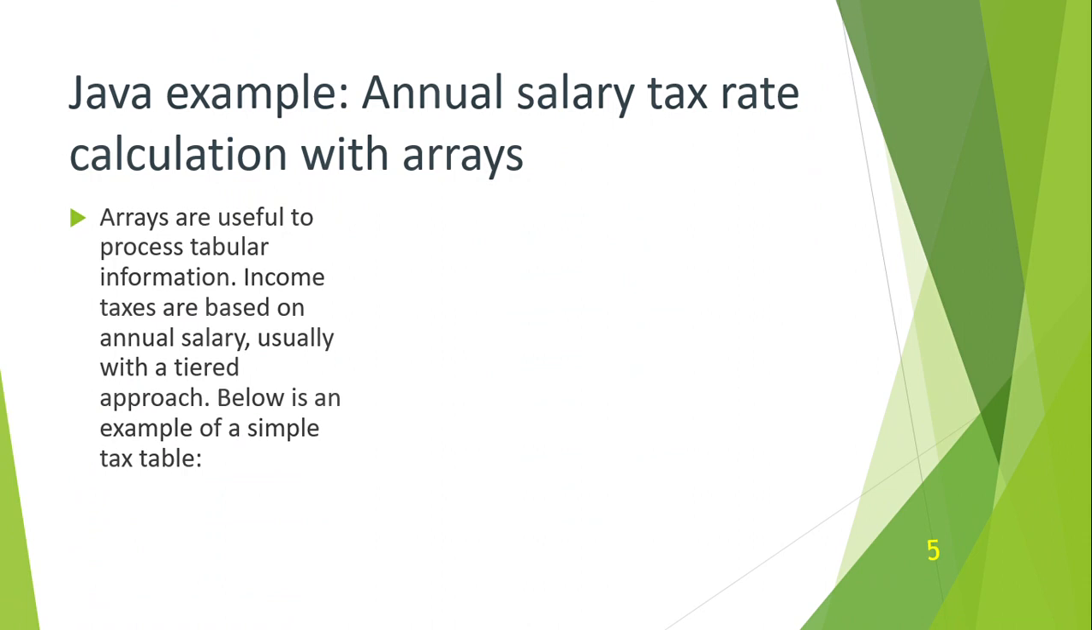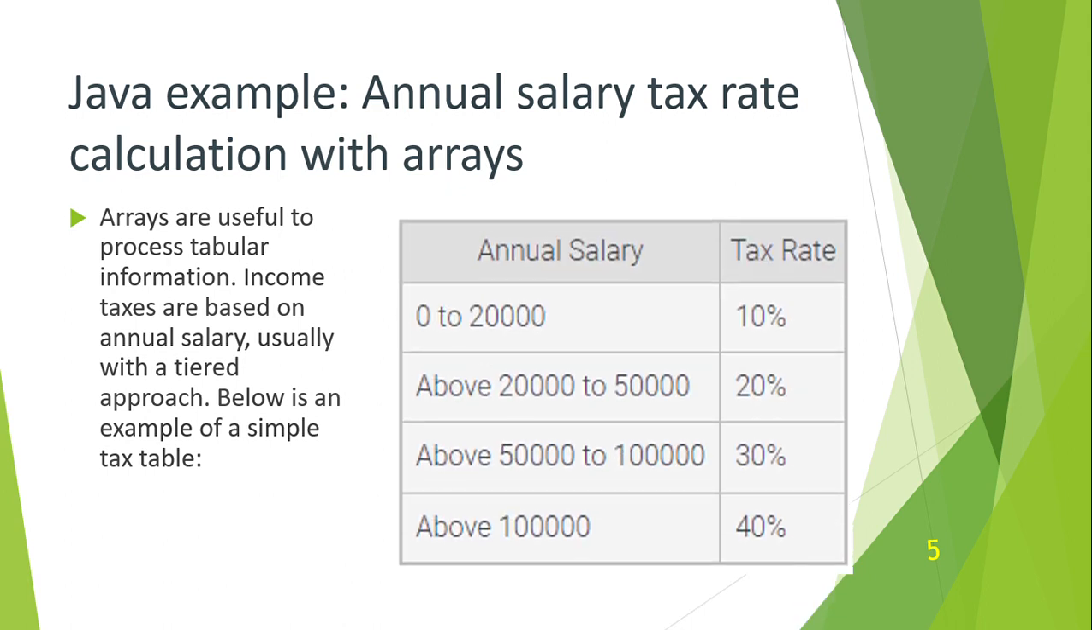Let's look into an example of how we are going to calculate annual salary tax rate with arrays. So arrays are useful to process tabular information. Income tax is based on annual salary, usually with a tiered approach. So below is an example of a simple tax table. In one column we have annual salary, in another column we have tax rate.